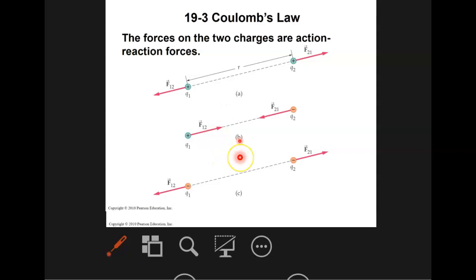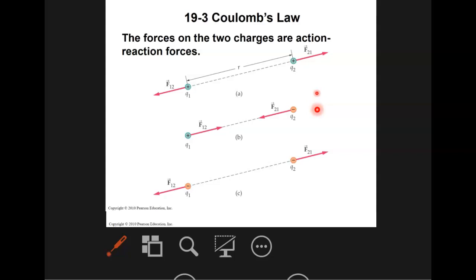Here's a different example. In B, you have charge 1 that's positive and charge 2 that's negative. Now you can see the forces are going towards one another, so they're attracting each other. Another interesting thing that you need to pay attention to here is that this force is called force 1,2. That means it's the force from charge 1 going to 2. This other force is the force on charge 2 going to 1.